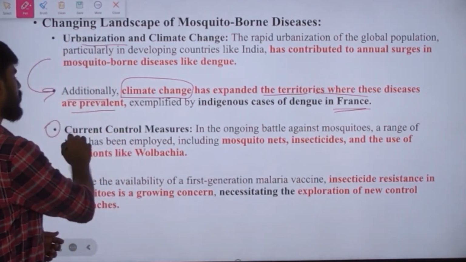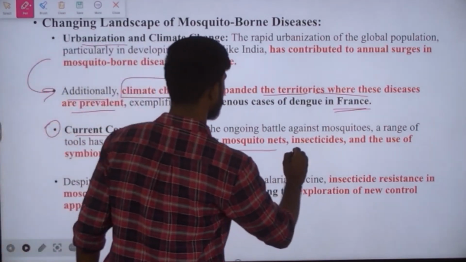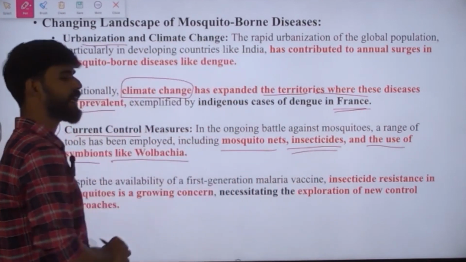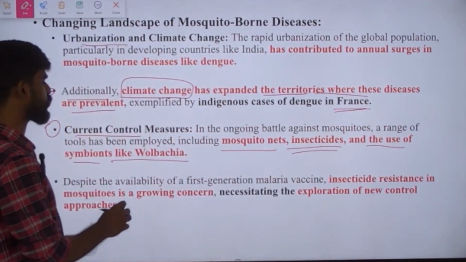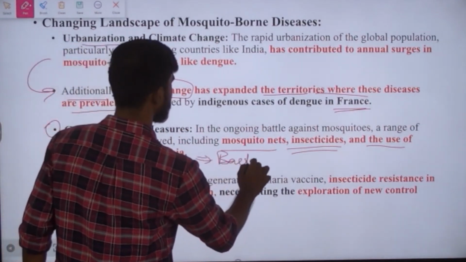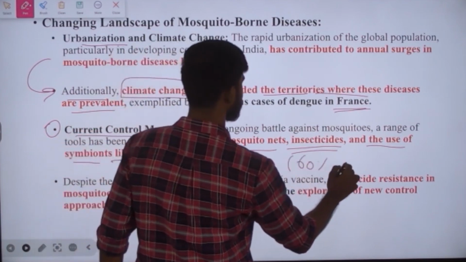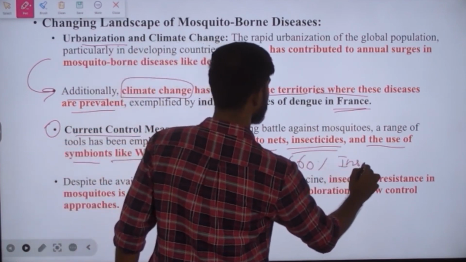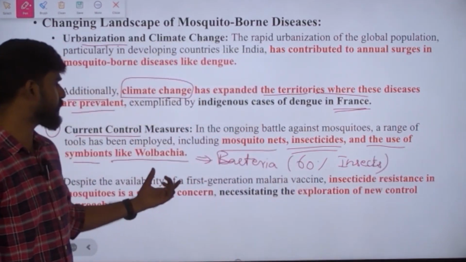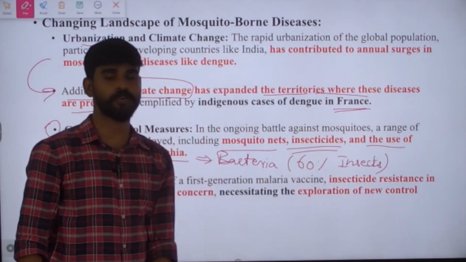Next, current control measures. What are the control measures that we have? We use mosquito nets, we use insecticides, and we also use symbionts like Wolbachia. So what is this Wolbachia? Wolbachia is actually a bacteria which is present in 60% of insects, and it includes mosquitoes also.